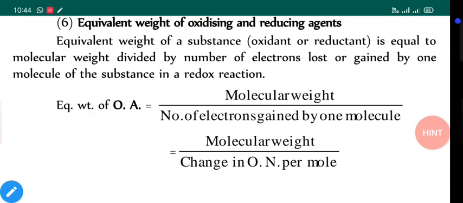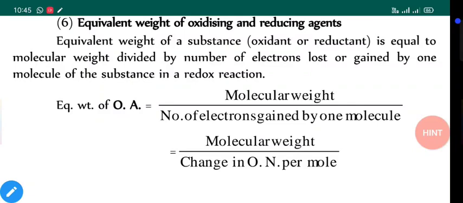Today's last topic is equivalent weight of oxidizing and reducing agent. We already learned about the equivalent weight or masses of some compounds based on their oxidation state. So a similar thing can be used here. So the equivalent weight of a substance, in this case oxidant or reductant, is equal to molecular weight divided by the number of electrons lost or gained. If it is an oxidant, then it will gain electrons. If it is a reductant, then it will lose electrons, by 1 mole of the substance in a redox reaction.